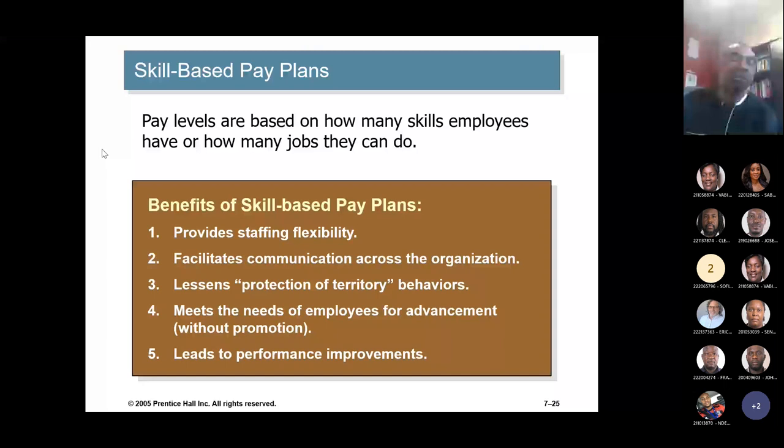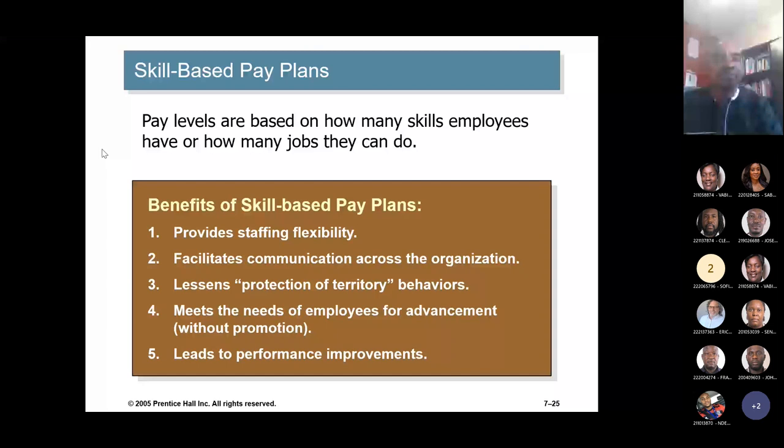When people are moved from one department to the other, you meet other people in those departments, and communication becomes easier. There will not be a kind of organizational silo where some people are trying to block other people from knowing what they do. There will be free flow of information and free flow of communication.